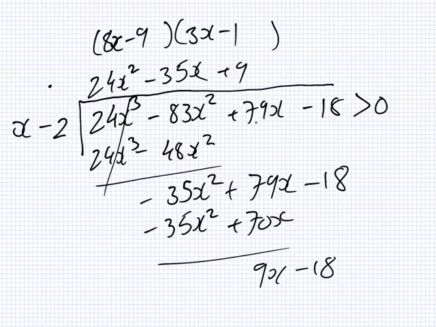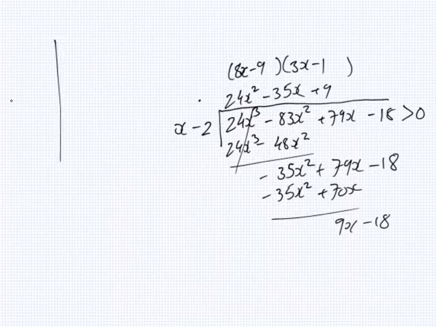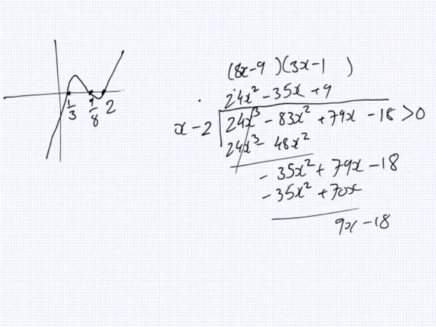Okay, all cool. So, our cubic has the roots 2, 1 over 8, and 9 over 8. And it will be this shape. And I want greater than 0, which happens when x is between 1 over 8 and 9 over 8, and when x is greater than 2.